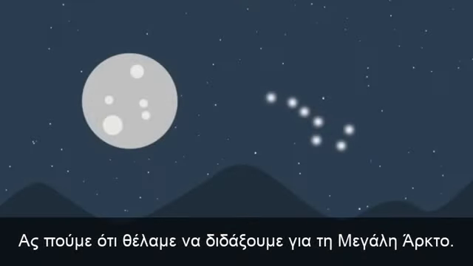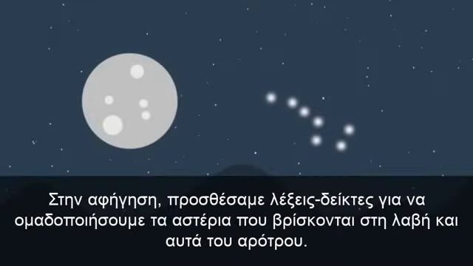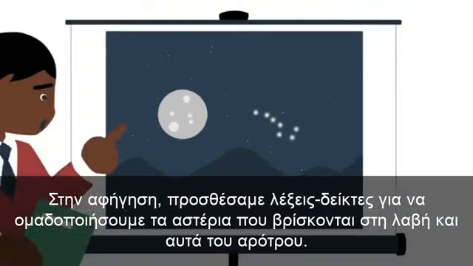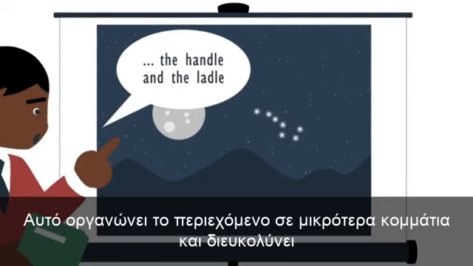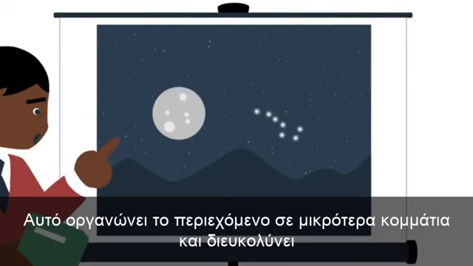Say we wanted to teach a lesson about the Big Dipper. In the narration, we'd add indicator words to group the stars into the handle and the ladle. This organizes the content into smaller chunks and makes it easier to learn.